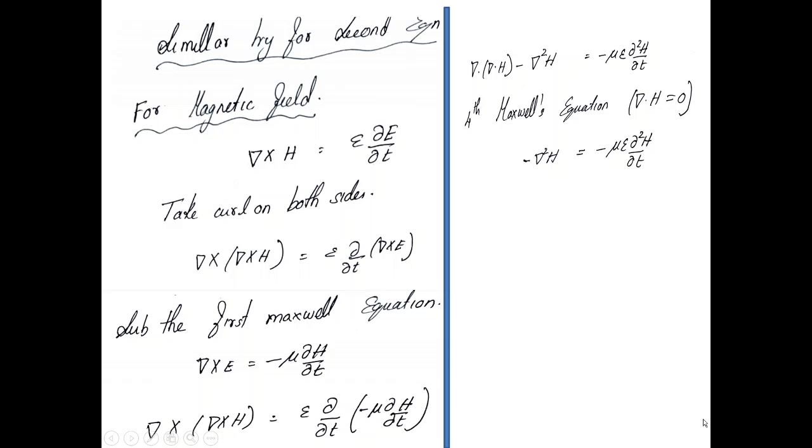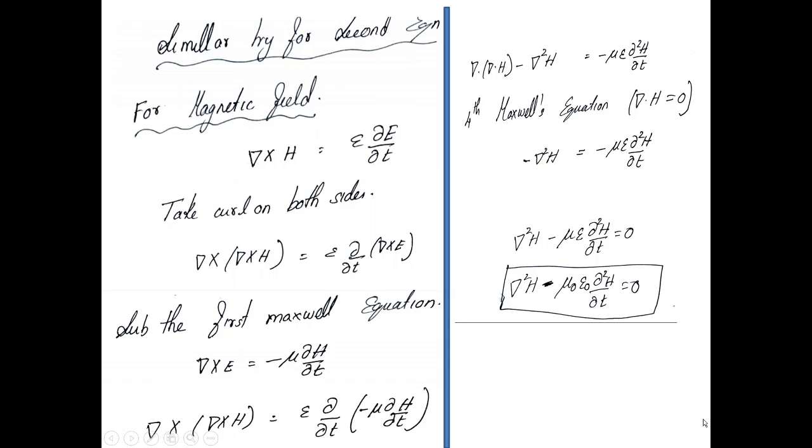Next substitute the formulas, mu is equal to mu naught mu R, epsilon is equal to epsilon naught epsilon R, and epsilon R and mu R is equal to 1. So you will get the final equation, del square H minus mu naught epsilon naught dou square H by dou T square is equal to 0. So now we have derived the wave equation for electric field and magnetic field.